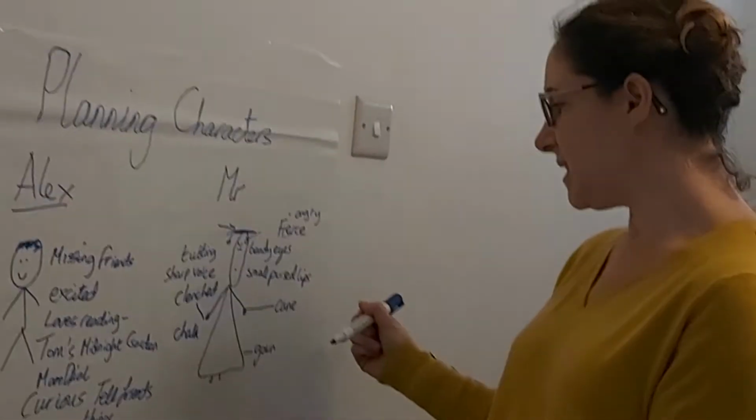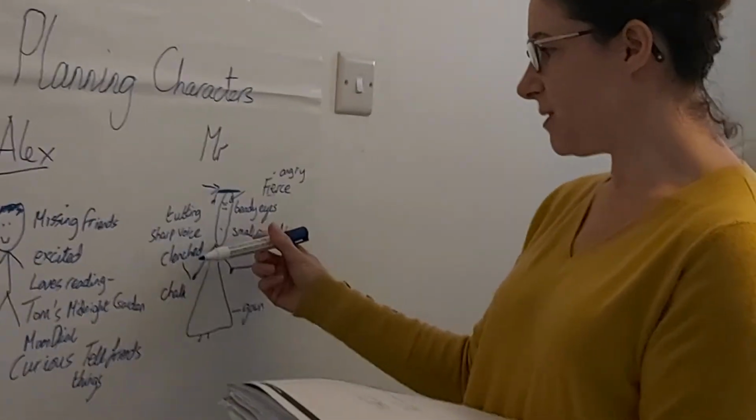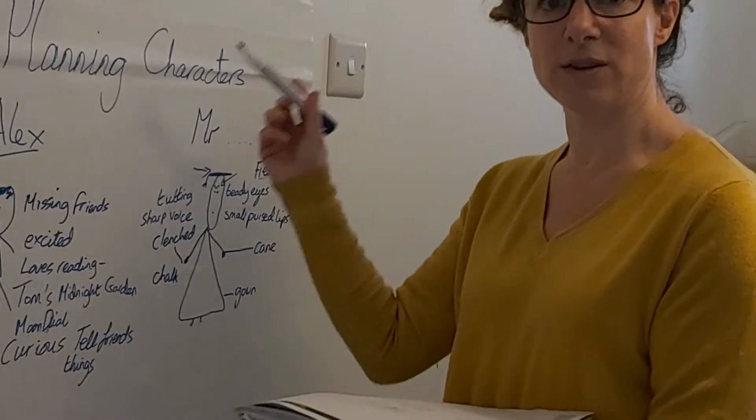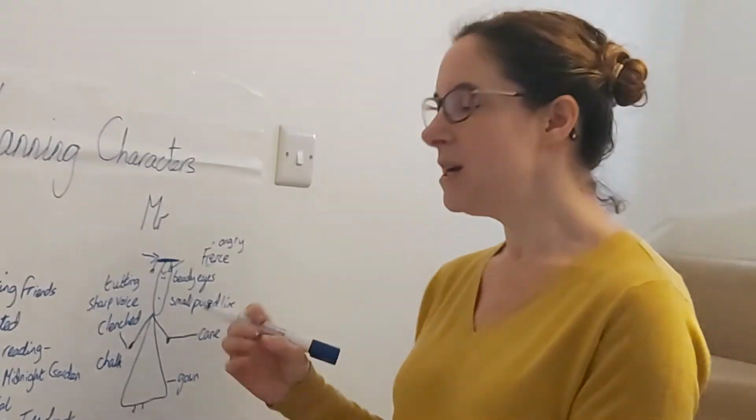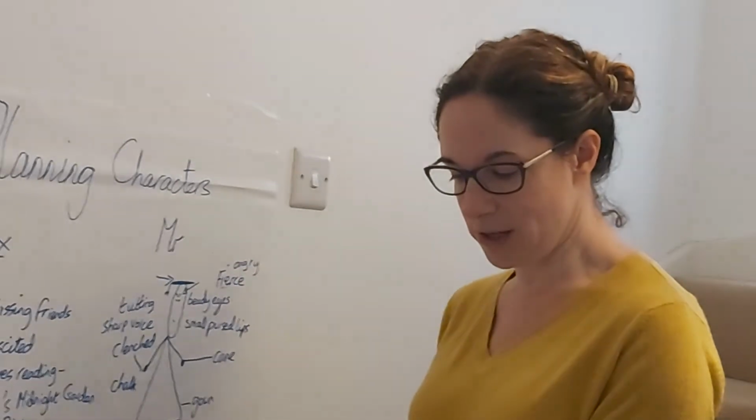He's got a cane in his hand. He's got a long gown. He's got clenched fists, a sharp voice. So all of those things tell me about the character rather than really just describing what he looks like. But you can have lots of adjectives describing what he looks like as well.